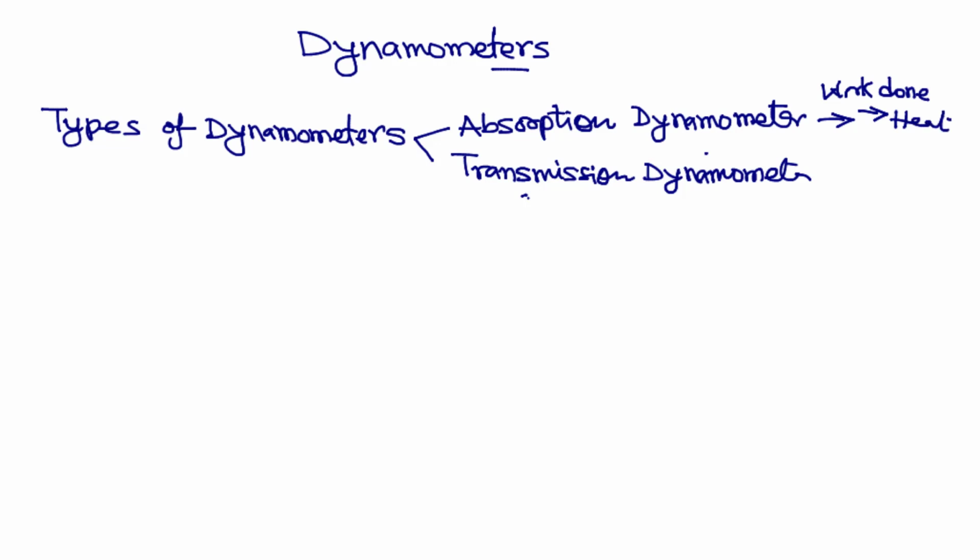And in transmission dynamometer, the work done by the prime mover under test is transmitted for use after it has been measured. A little power may be absorbed in overcoming inherent friction of the dynamometer. These are suitable for measuring large power for heat run test.